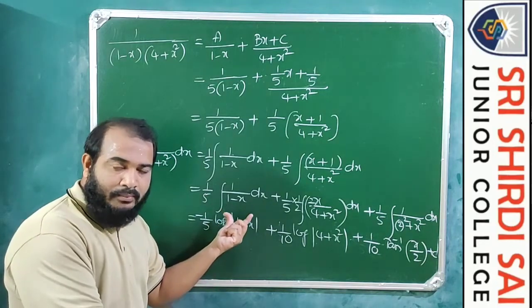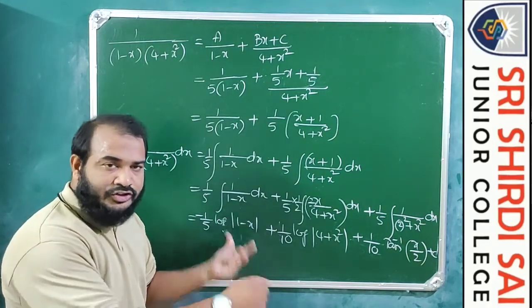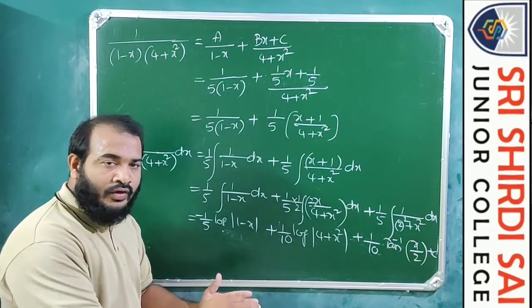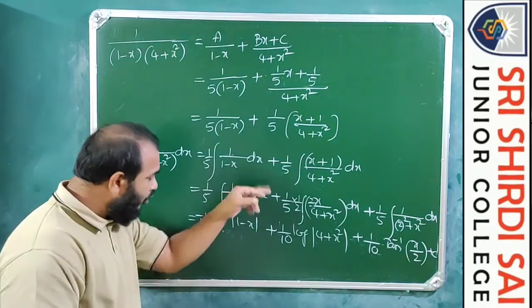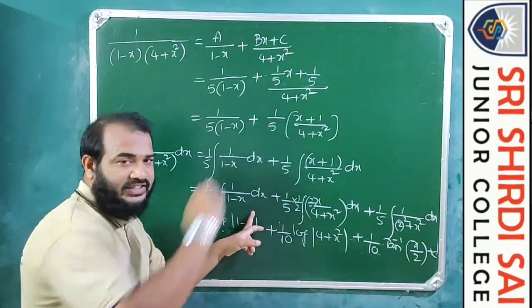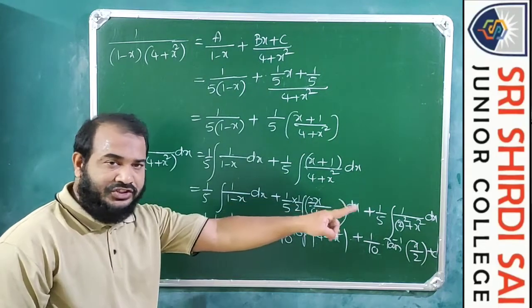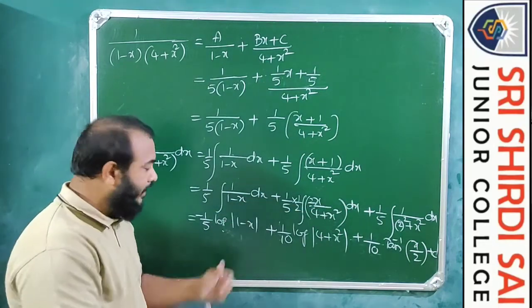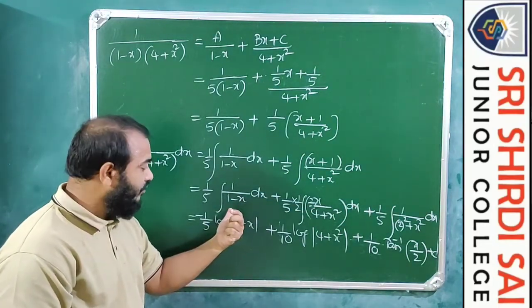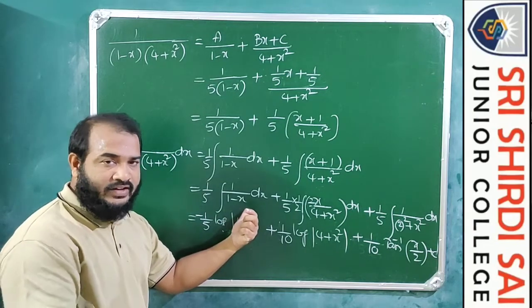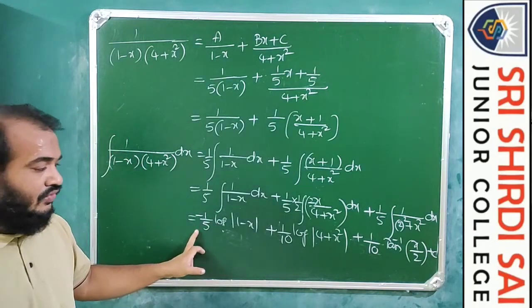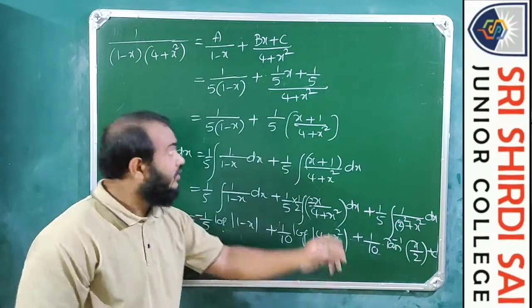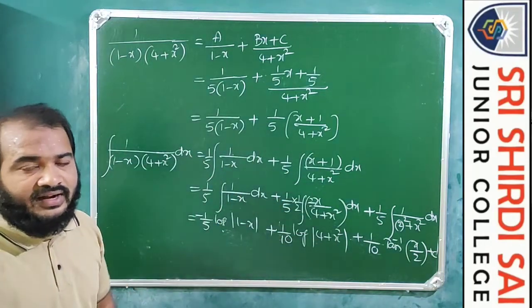Why by? Because integration and differentiation are reversal processes. We used to do d by dx of 1 minus x in the first year. So that was the differentiation. This is integration by d by dx of 1 minus x. The derivative of 1 is 0. d by dx of minus x is minus 1. That minus 1 is this. So this is the answer for the given integrand.